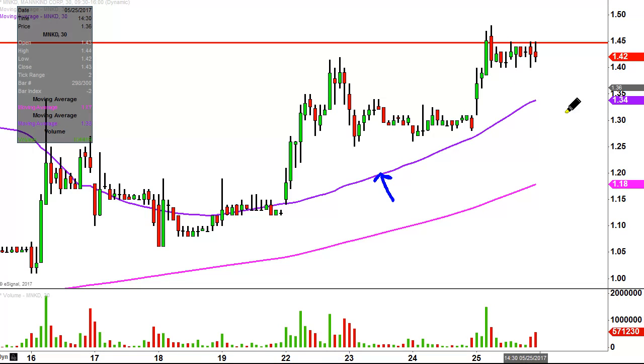Keyword there being moving. As time goes by, this line is just going to continue to move upwards like that. And if you say, hey, that looks like a trend line, I would say that's a very logical observation on your part. In fact, I like to call moving averages trend lines for lazy people. If you don't like to draw trend lines, then a moving average is going to quote-unquote draw the trend line for you.